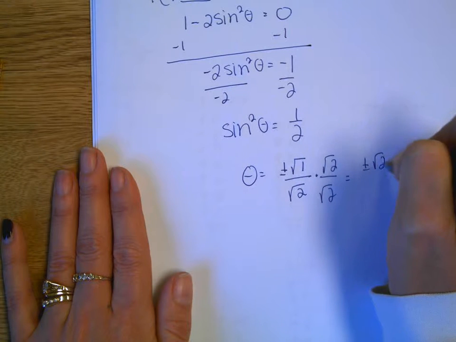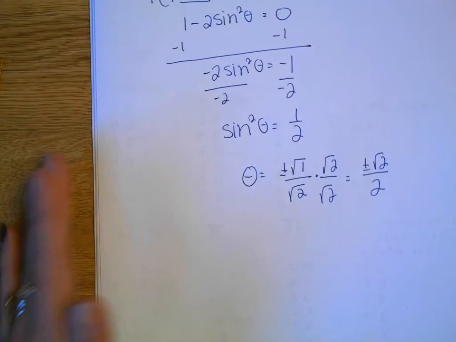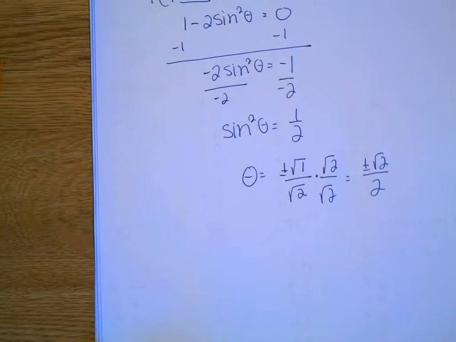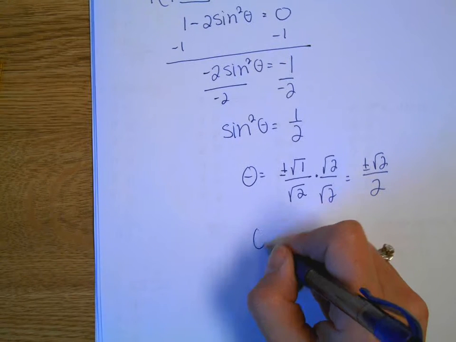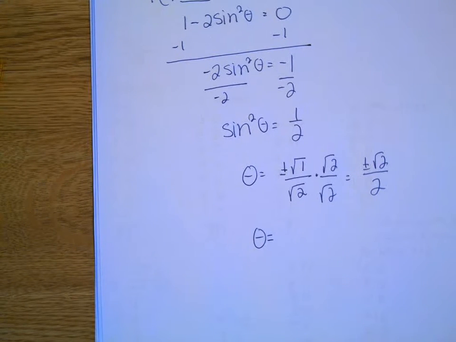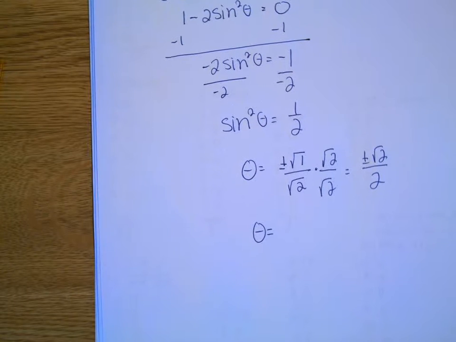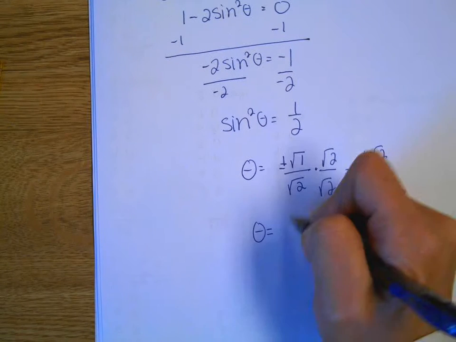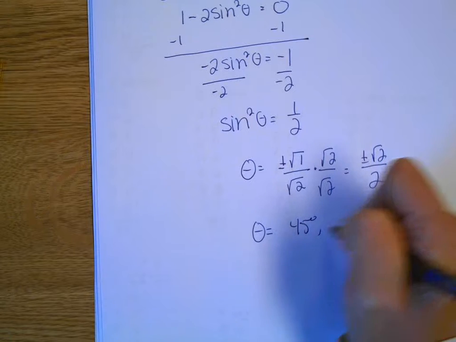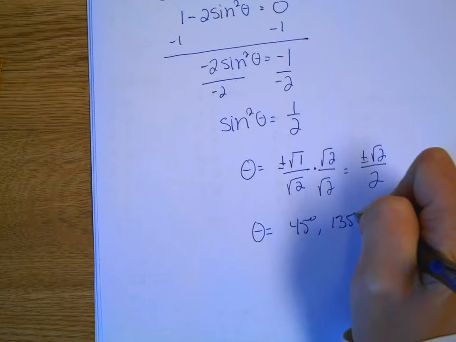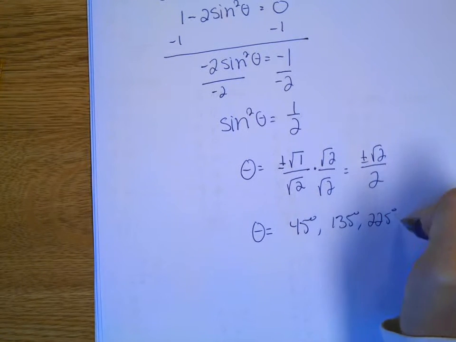Plus or minus square root of 2 over 2, and then you got to look on your sheet for positive square root of 2 over 2 and negative square root of 2 over 2. So you should be finding how many answers here? 4. 45, 135, 225, and 315.